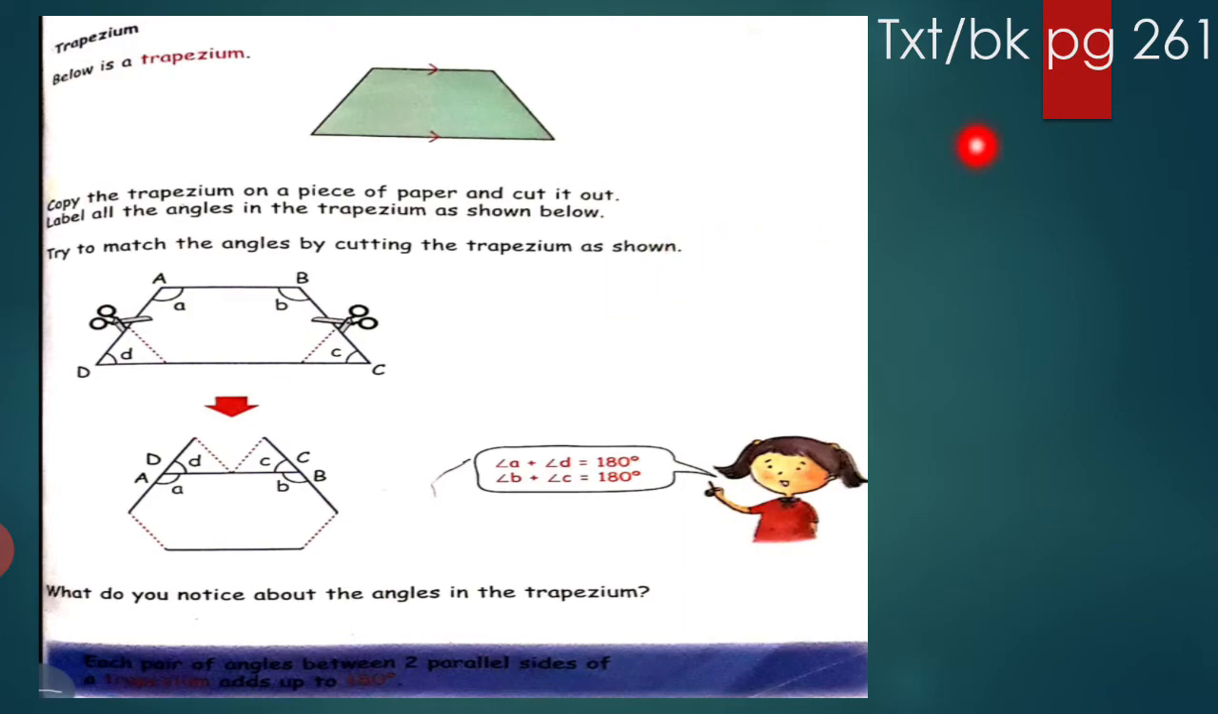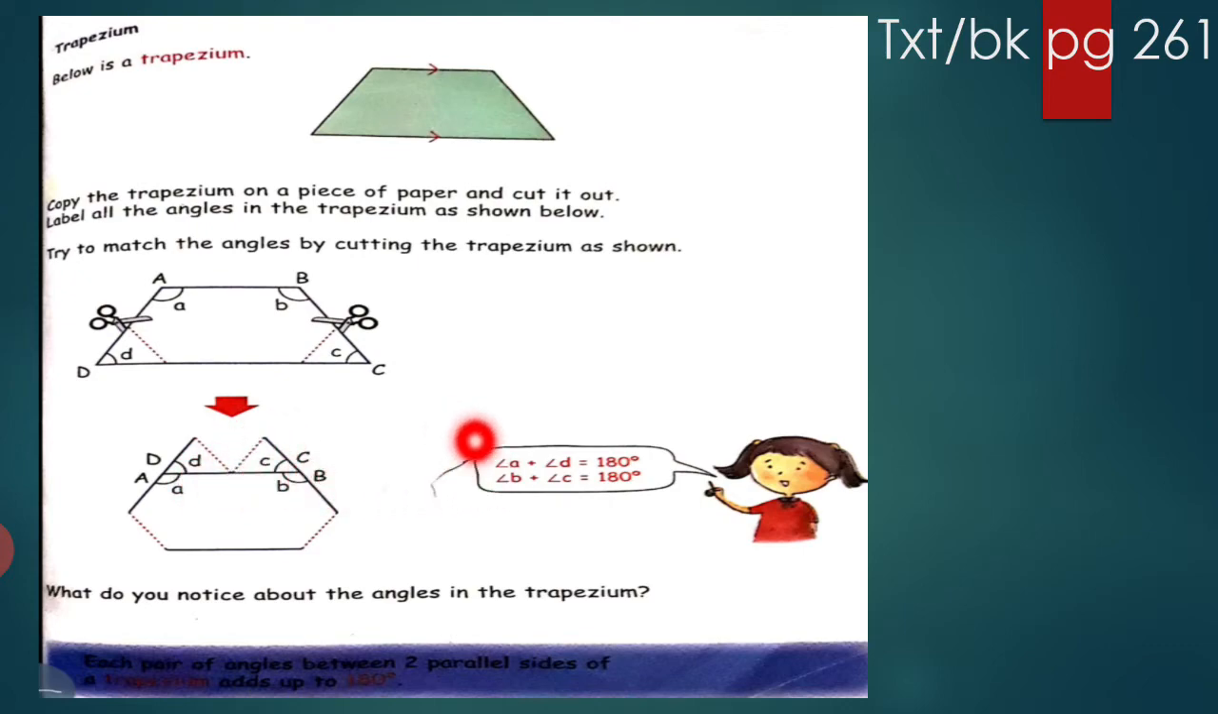Here is textbook page 261, students. Now you have to work for the trapezium. You have to check whether the trapezium satisfies the properties of a parallelogram or rhombus or not. Okay, label the angles of the trapezium: angle A, angle B, angle C, and angle D. Now you have to cut the trapezium according to the given cutting. Now you have to match the cutting like that.